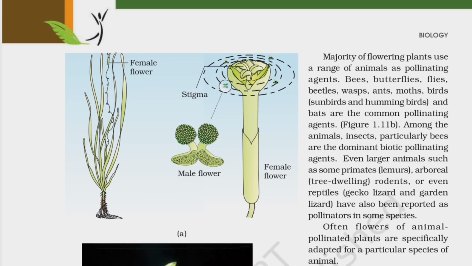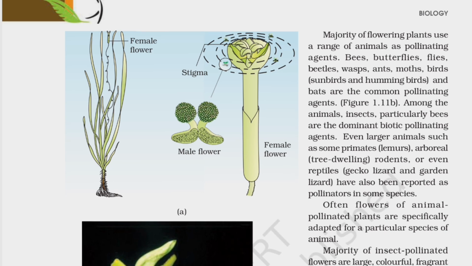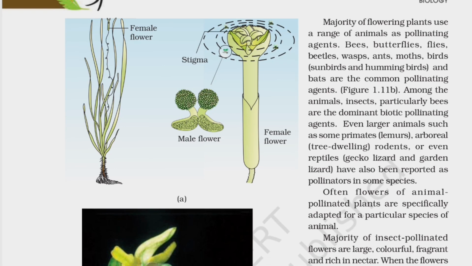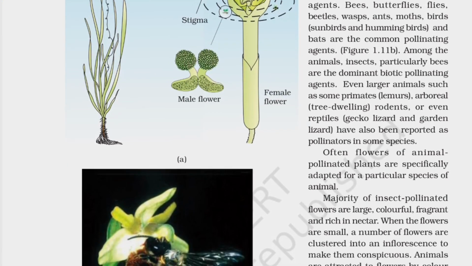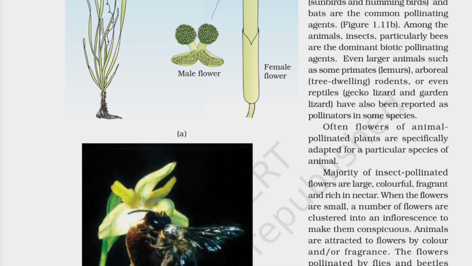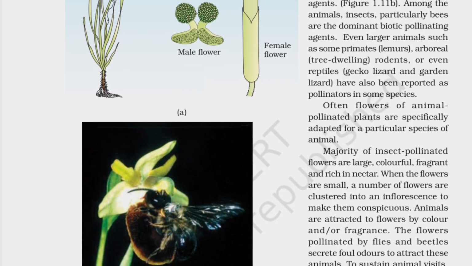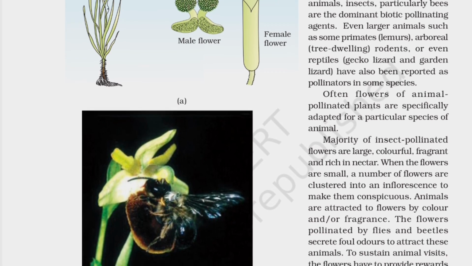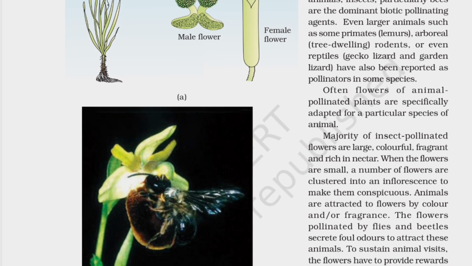The majority of flowering plants use a range of animals as pollinating agents. Bees, butterflies, beetles, wasps, ants, moths, birds, sunbirds, hummingbirds and bats are common pollinating agents. Among the animals, insects, particularly bees, are the dominant biotic agent. Even larger animals such as primates, lemurs, arboreal rodents or even reptiles, gecko and garden lizard, have also been reported as pollinators in some species.